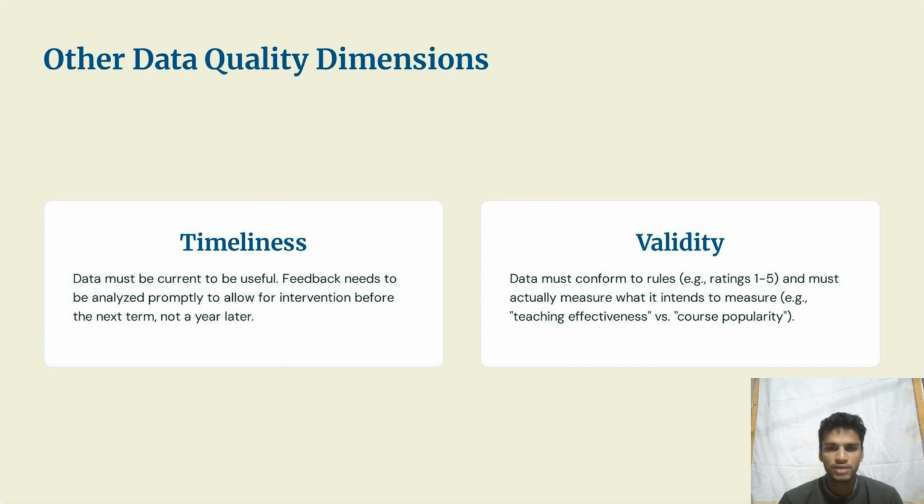Validity: data must conform to rules. For example, rating 1 to 5, and must actually measure what it intends to measure. For example, teaching effectiveness versus course popularity.